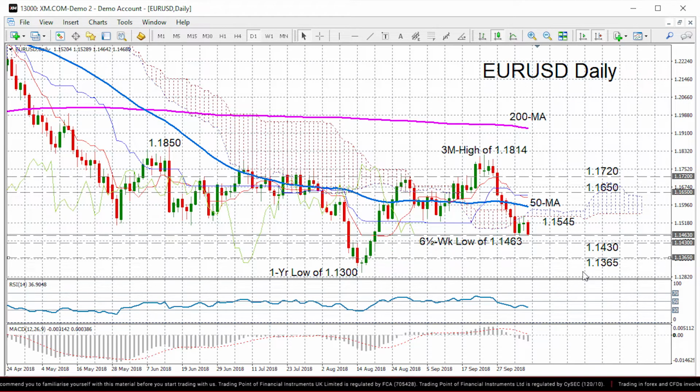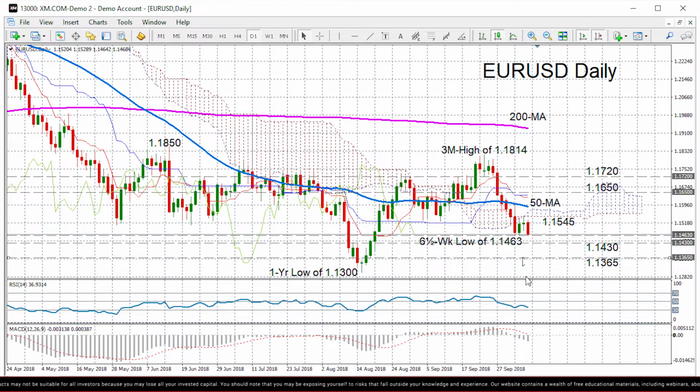A breach below 1.1365 would risk a euro dollar making a fresh more than 1 year low. The previous low was 1.13. That was the lowest in almost 14 months that it touched back in mid-August. And breaching that support would also risk shifting the neutral medium-term picture to a more bearish one.